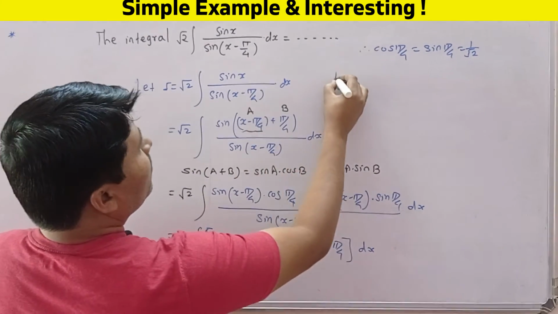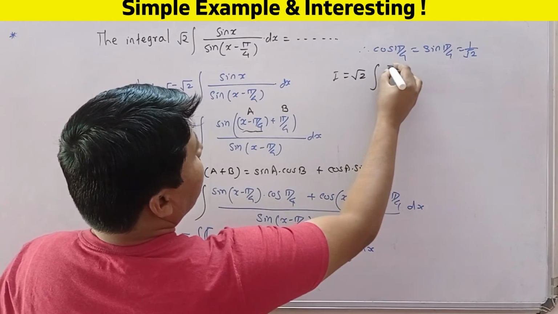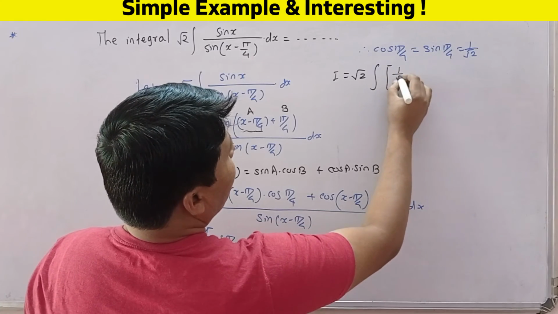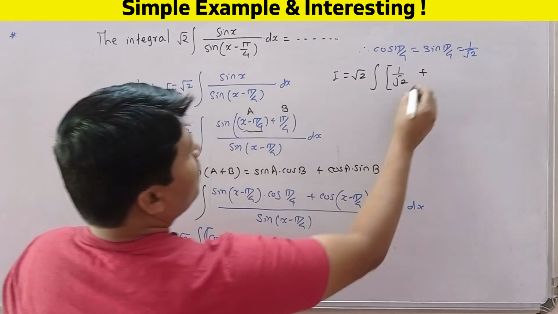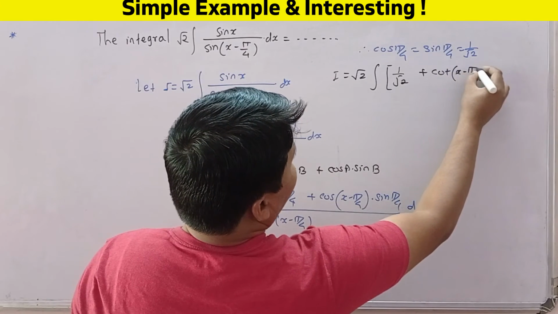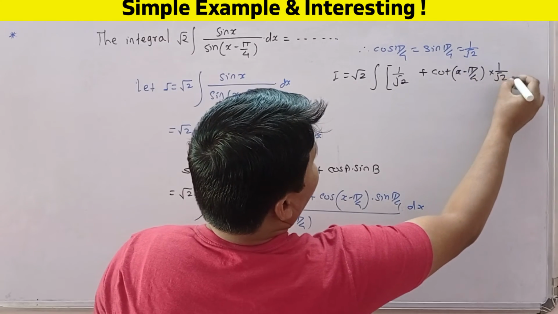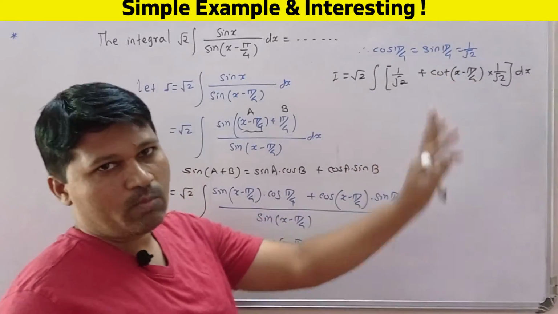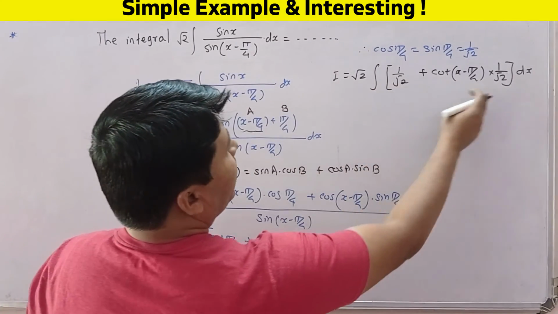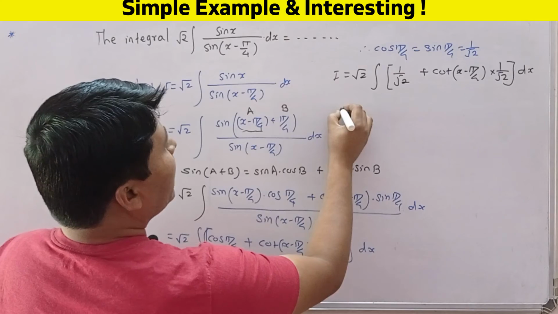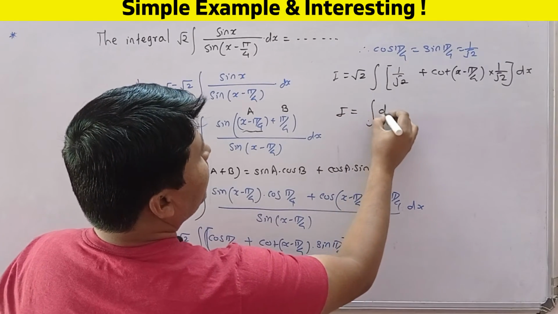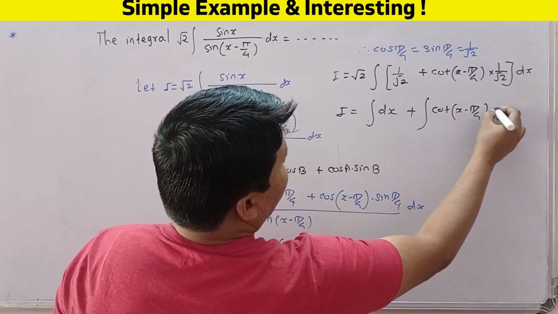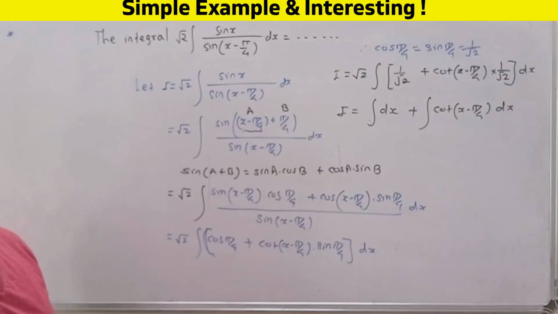Therefore this integration becomes root 2 integration, in the bracket we put the value cos pi by 4 equal to 1 upon root 2, plus cot(x minus pi by 4) and again the value 1 upon root 2, bracket complete, dx. Sin pi by 4 is also equal to 1 upon root 2, therefore the root 2 gets cancelled, and we can write the integration of dx plus the integration of cot(x minus pi by 4) dx. Now we can find the integration.